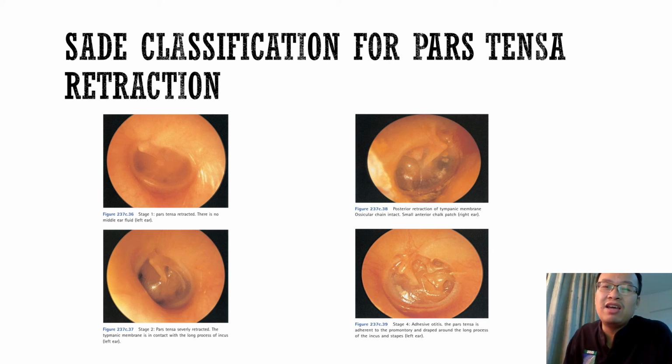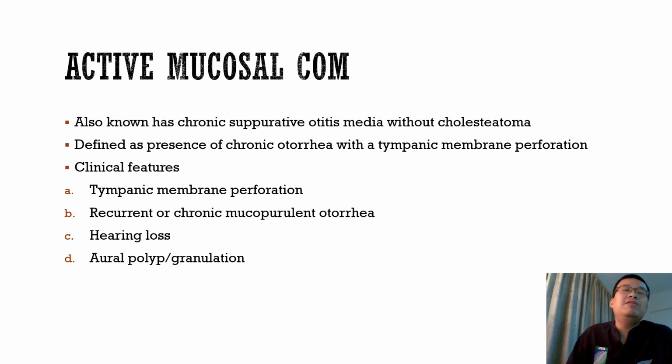Basically, you can see the entire structures of all the middle ears because the tympanic membrane is literally adhered and draping the promontory and long process of the incus. Now, in active mucosal chronic otitis media, also known as chronic suppurative otitis media without cholesteatoma, there's presence of chronic otorrhea with a tympanic membrane perforation.